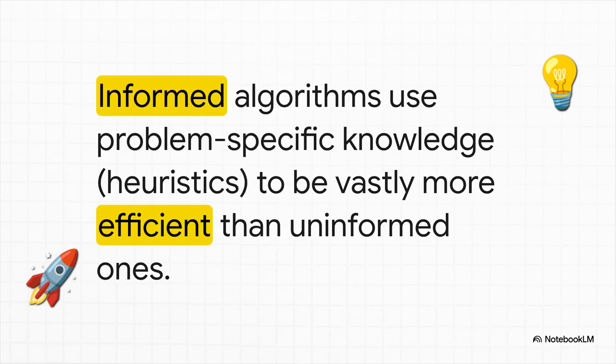And this is the main takeaway from all of this. The secret to powerful AI search isn't just about throwing more computer power at a problem. It's about being clever. It's about using problem-specific knowledge, a good heuristic, to make smart guesses and to avoid wasting time going down dead ends.